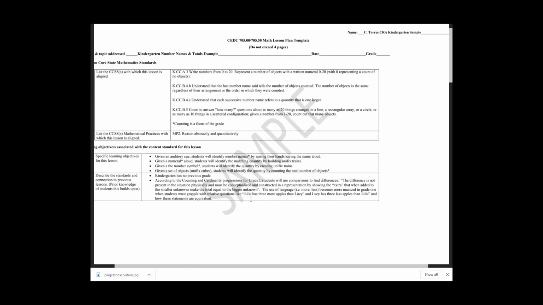towards looking at equivalency. So like Julie has 3 more apples than Lucy. Lucy has 3 less apples than Julie. They mean the same thing. So starting to work with sort of the relative nature of more and less.